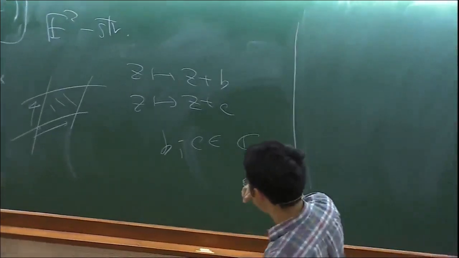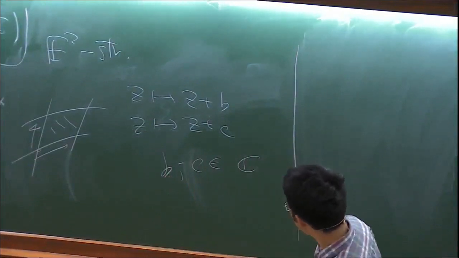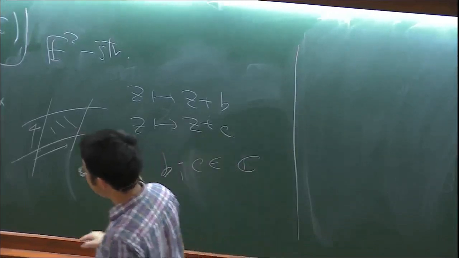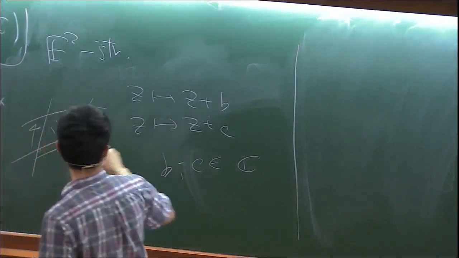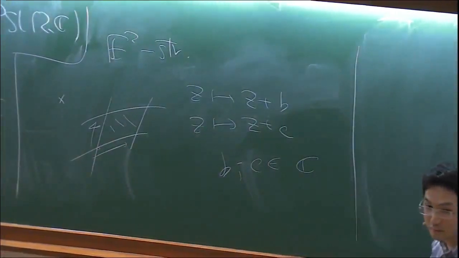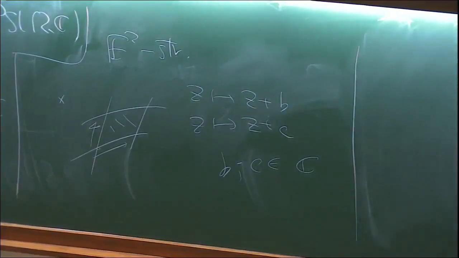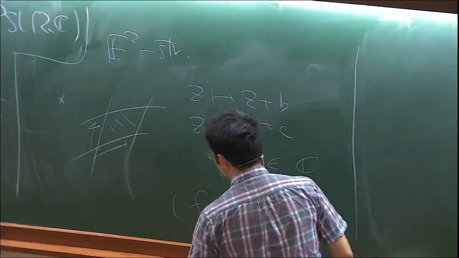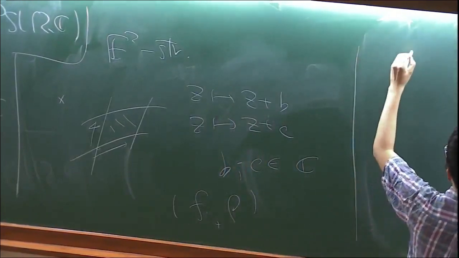So in this case, the developing map is an embedding onto C, and then the holonomy representation takes the generating set of the fundamental group of T2 to those translations. Okay. So here we have the holonomy representation and developing map for the Euclidean torus. And if you have this, you can compose with the exponential map.